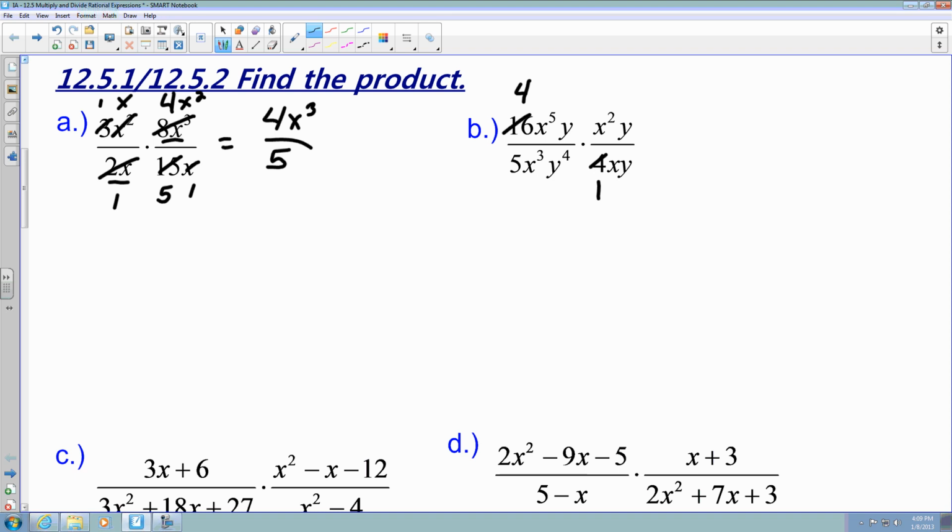Okay? I have x to the 5th and x cubed. Cancel this to make this 1, and this becomes x squared, because when you're dealing with division of exponents, you're subtracting. Now I've got y and I have y to the fourth, so this one ends up being 1 and this one ends up being y to the 3rd.